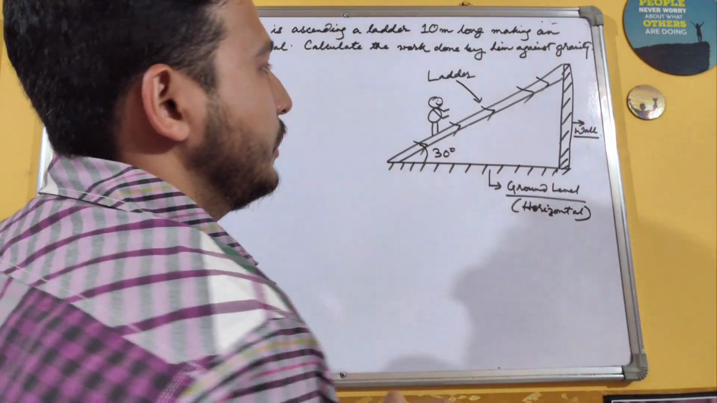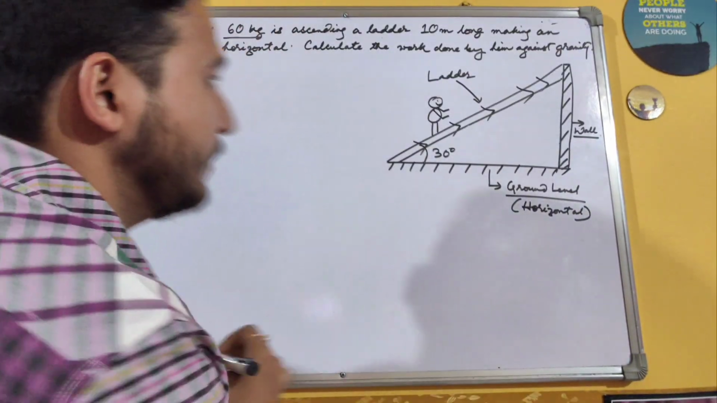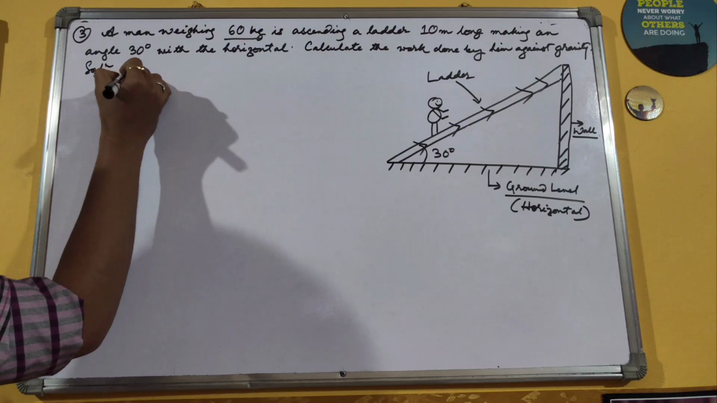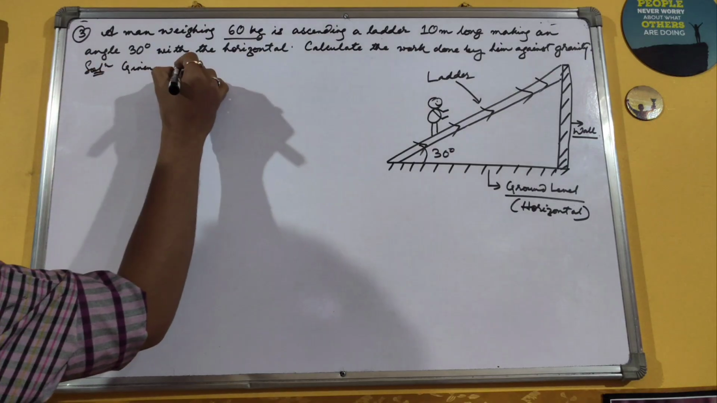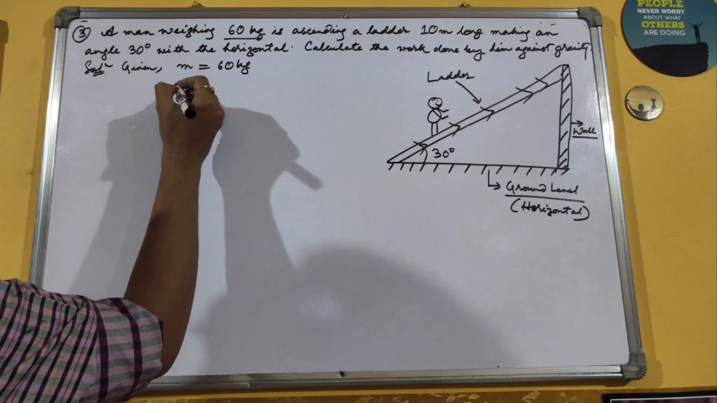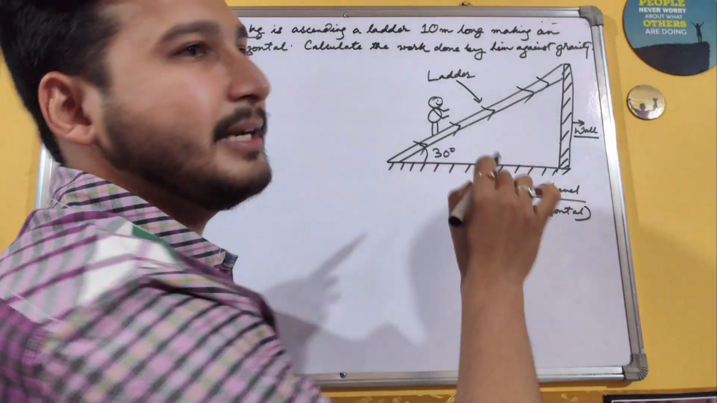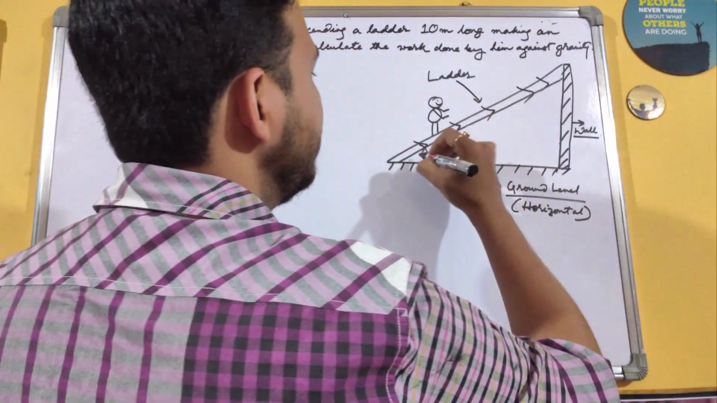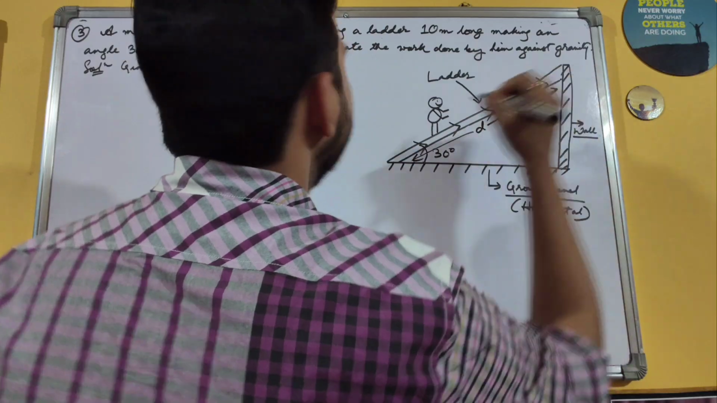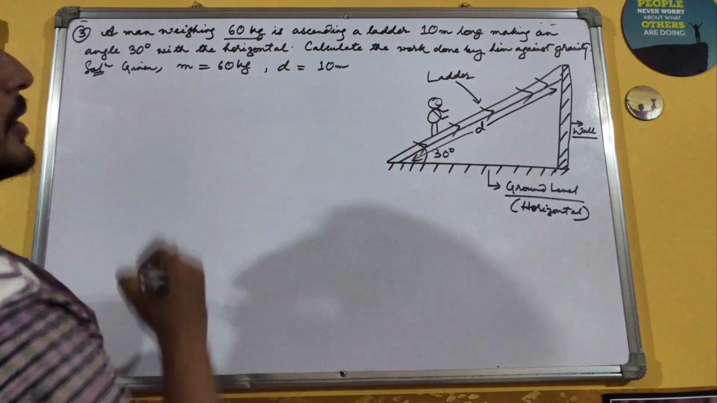Now let's find out the work done by him against gravity. So what's the formula? Let's just write the given data here. Mass is 60 kg. Now the ladder is given. Let us take the length of the ladder as d. D is given as 10 meter long.